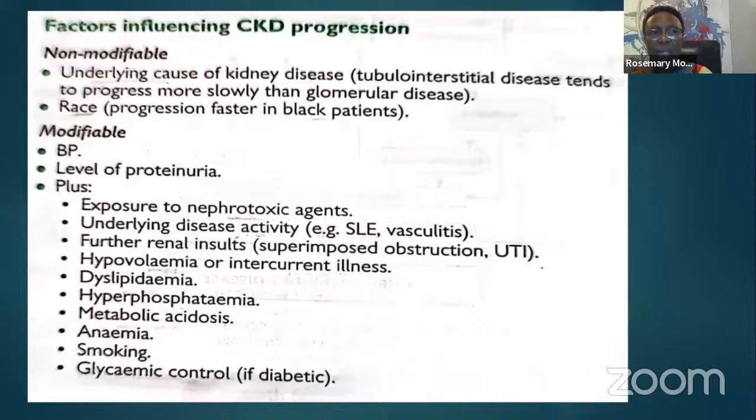And the modifiable is your blood pressure, your level of the proteinuria, plus any of the following: exposure to nephrotoxic agents, your underlying disease activity, such as in lupus, your further renal insult or insults, hypovolemia or intercurrent illnesses, your dyslipidemia, hypophosphatemia, metabolic acidosis, anemia, and smoking, as well as glycemic control if the patient is diabetic.